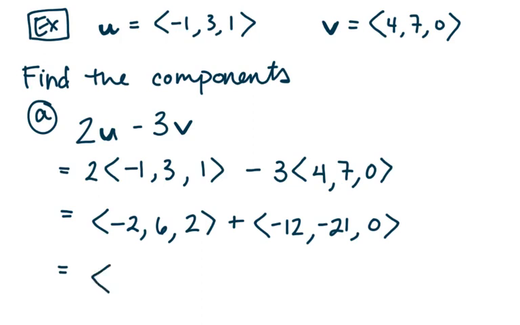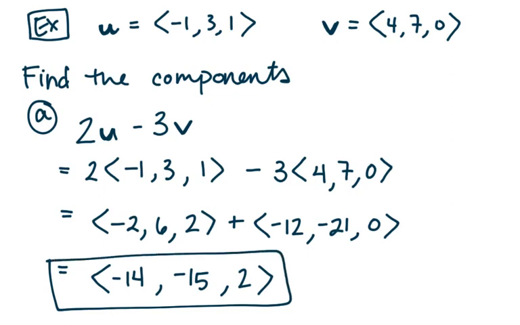At this point, I would add my components. -2 plus -12 is -14. 6 plus -21 gives us -15. And 2 plus 0 gives us 2. So this is the new component vector if I take 2 of vector u, and I subtract from them 3 of vector v.